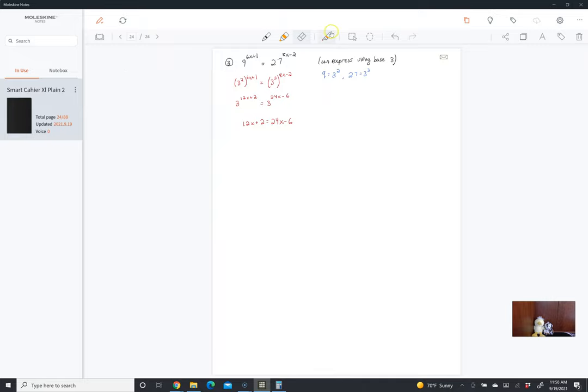And now it's just a matter of solving our linear equation. So you can subtract 12x from both sides and add 6 to both sides. That will give us 8 is equal to 12x. Divide both sides by 12. x is equal to 8 over 12, which is equal to 2/3. Reduce your fractions. Always reduce.